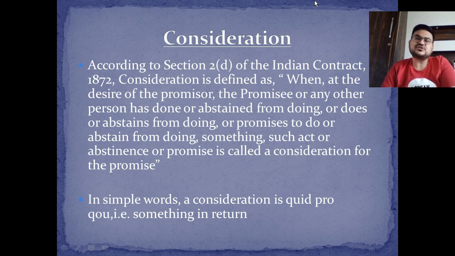So to do something in exchange of something is called consideration, or to not do something. Abstinence means not to do certain things. So you can also make a contract of not doing certain things. I can tell you that if you pay my bill, I will not file a case against you. I can make a contract like this also. Your consideration is the payment that you make, and my consideration is that I will not file a case against you. So either doing or not doing, but something in exchange is consideration.